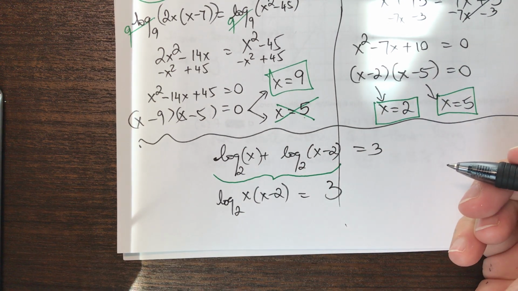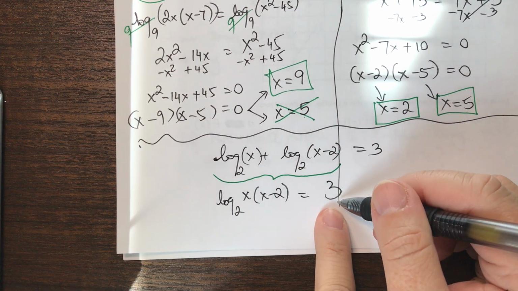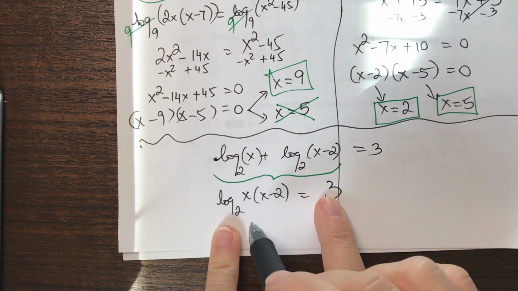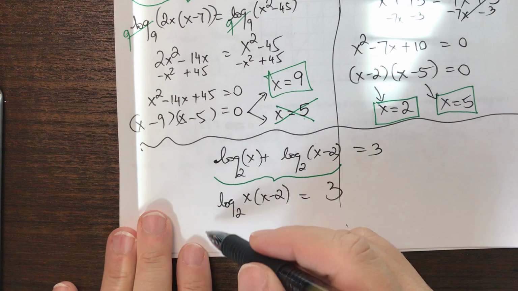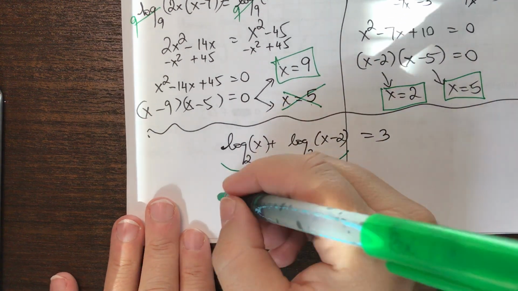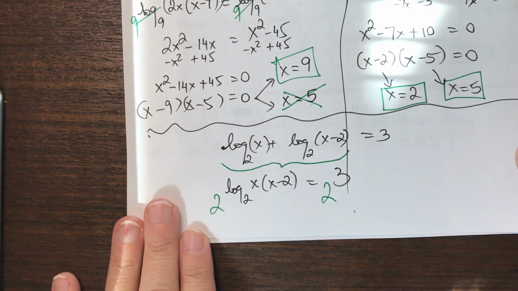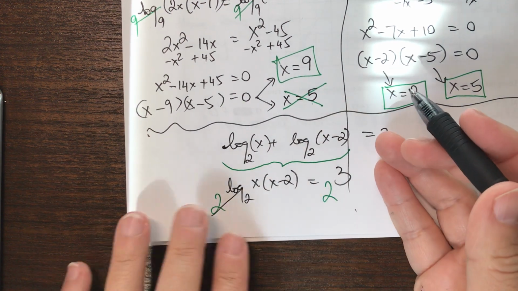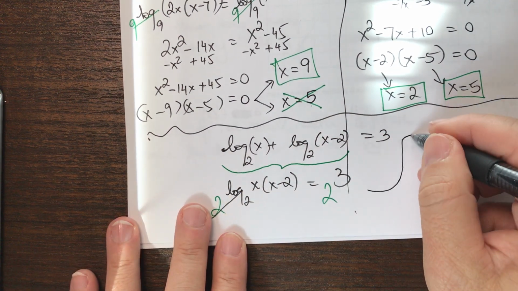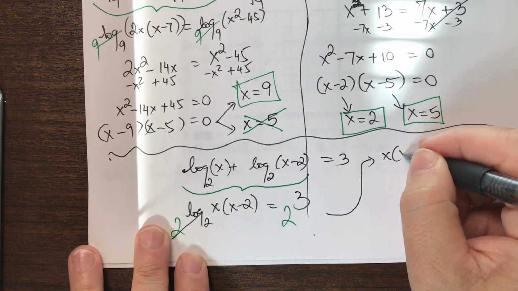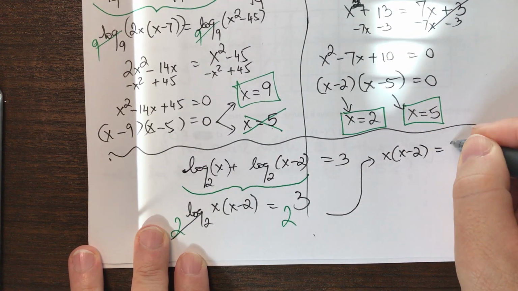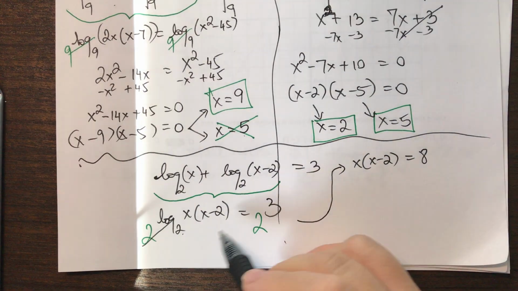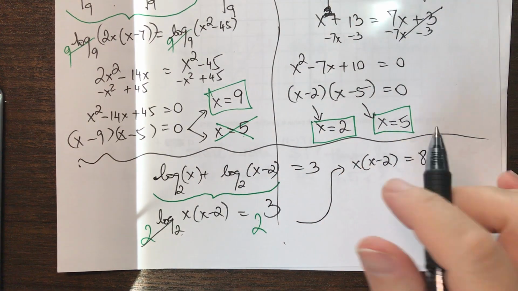Great. Now, I don't have a log on this side, so what am I going to do? I can change this logarithmic expression into an exponential form, or again, how do I make this one and only log disappear? I put a base of 2 underneath, yes? So 2 to the log with base 2 goes away, and I have x times x minus 2 is equal to 8. Or again, change into a logarithmic form. 2 to the third is equal to that.